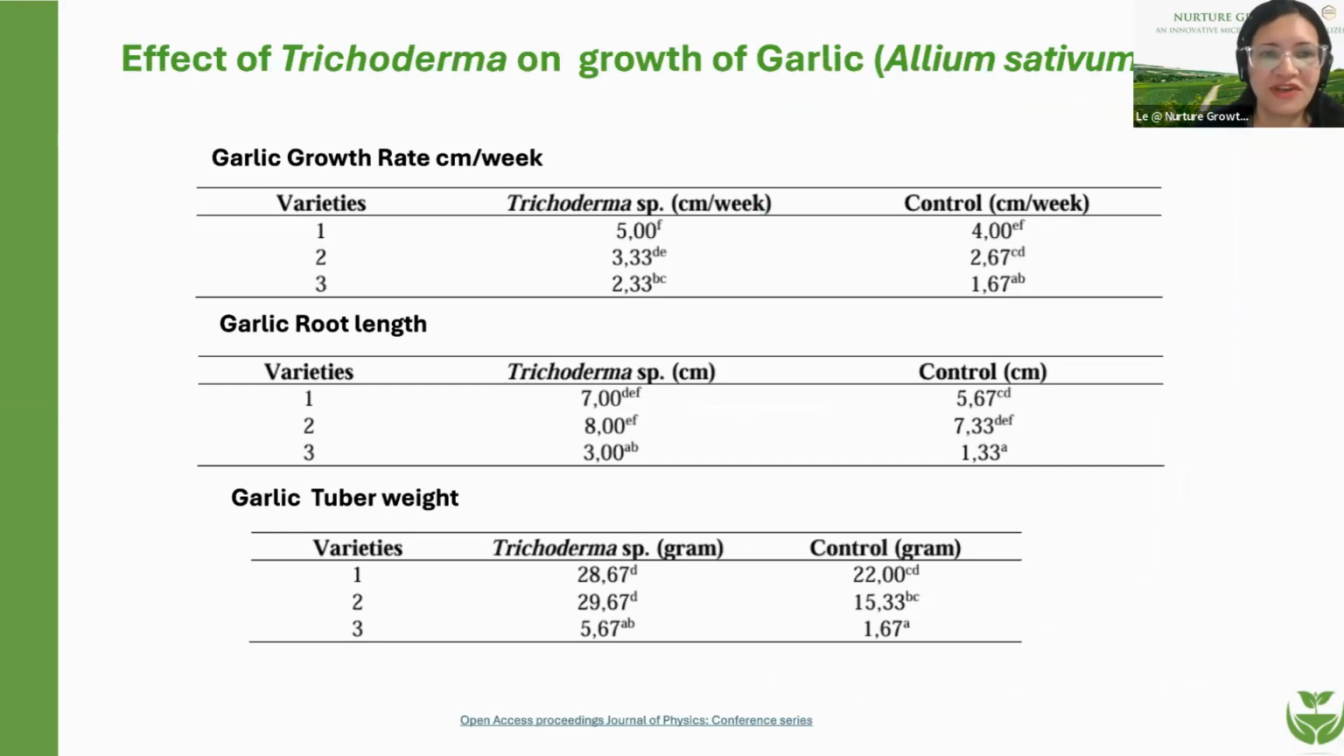This is an example of Trichoderma on the growth of garlic, in which they treated the garlic plant, and found that the garlic growth rate, garlic root length, and garlic tuber weight were higher in Trichoderma treated plants in comparison to the control one.